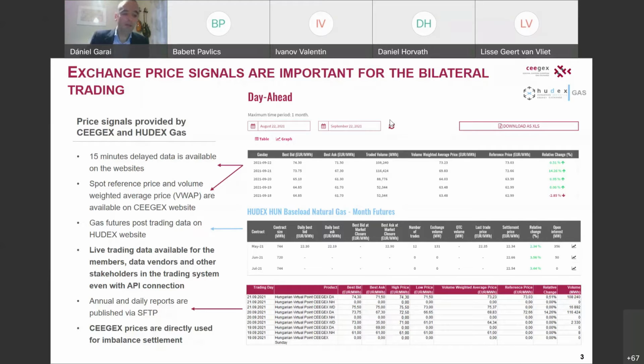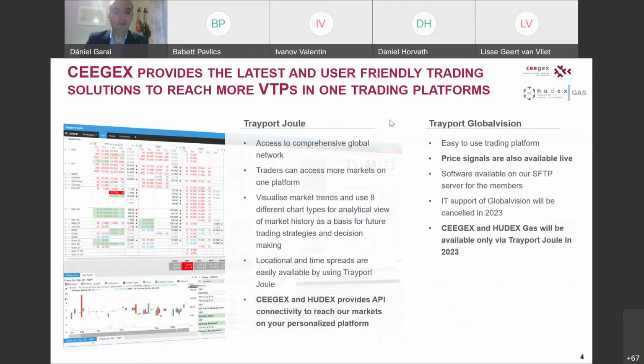And one more important thing, CEEGEX prices or the CEEGEX index is already used in Hungary in the imbalance system, and in some cases in end user gas contracts as well. Of course, we would be happy if this became even more widespread, and CEEGEX-referenced, CEEGEX-indexed prices became more significant in the wholesale or end customer market.